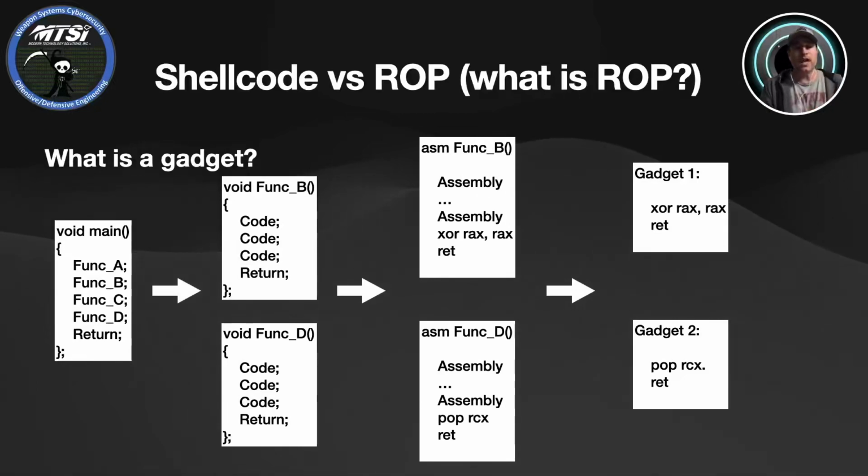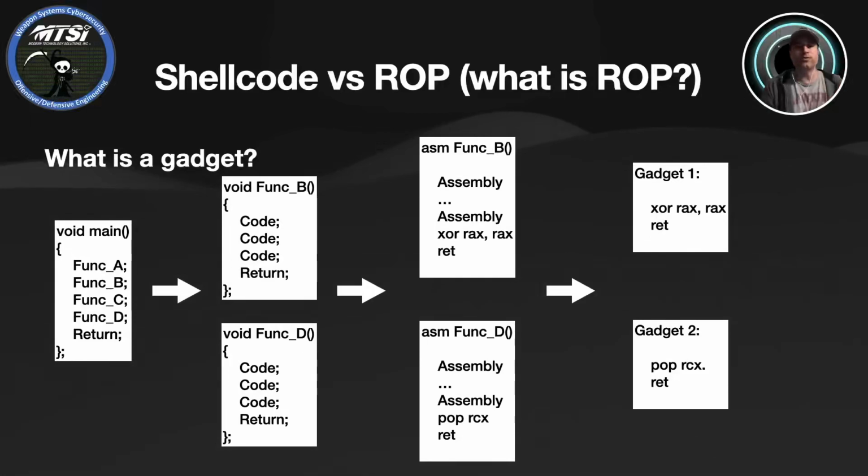If I take the ends of function B and D, the XOR RET and the pop RCX RET, I now have two gadgets, gadget 1 and gadget 2. They each do very specific, limited things. They might do one thing with one register. They might do one mathematical operation, and then they return. And that's okay. I want them to be small because I'm going to gather a whole bunch of them and reorder them in a way to achieve a larger program.